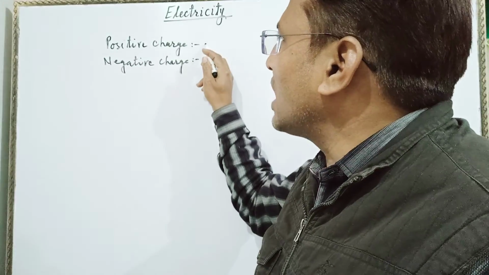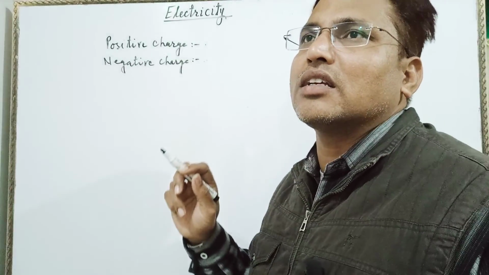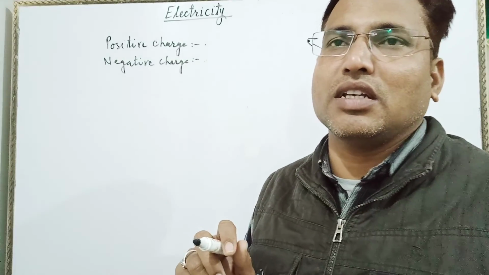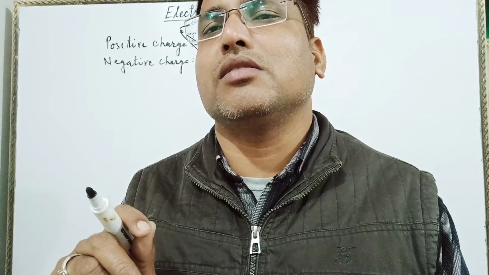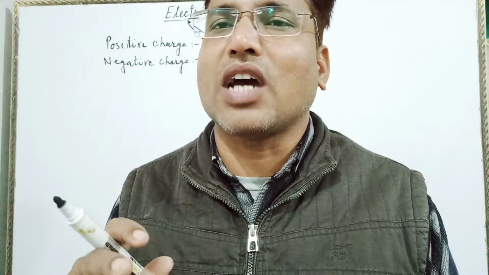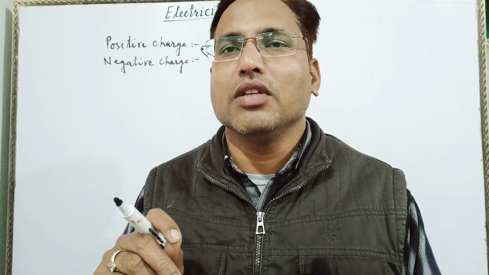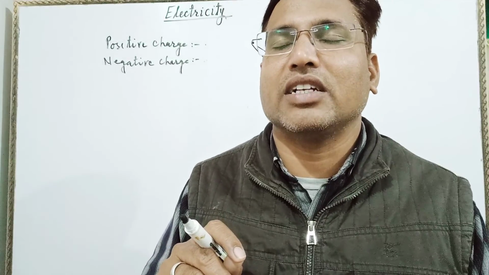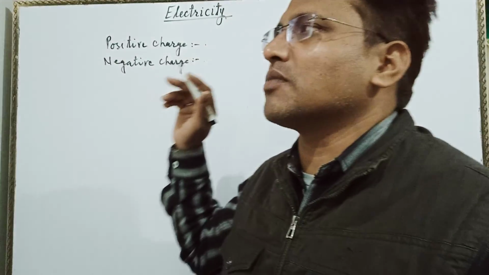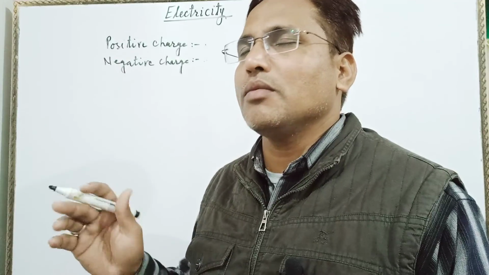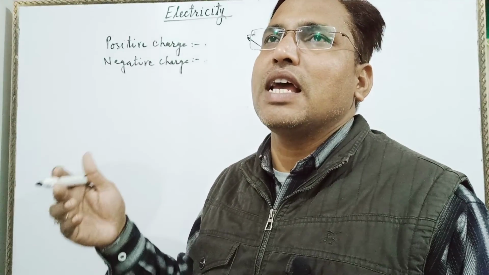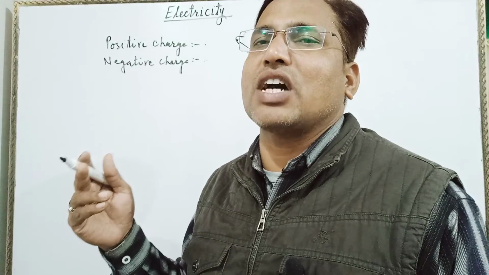So these positive and negative charges are the two types that we are going to study here also. These two types of charges have certain properties. For example, like charges repel each other. Unlike charges attract each other. That means oppositely charged bodies attract each other, and like charged bodies repel each other.